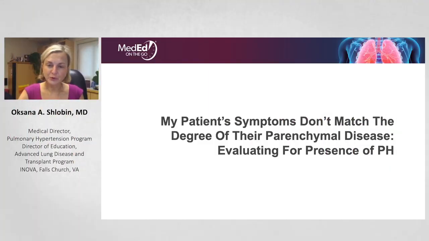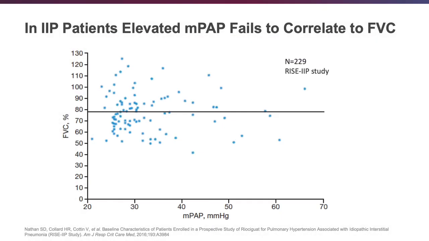So what do we do if our patients' symptoms do not match severity of their parenchymal lung disease? Let's talk about evaluation for presence of pulmonary hypertension. There have been a number of studies trying to look at different diagnostic modalities which would help clinicians to predict presence of pulmonary hypertension in patients with parenchymal lung disease.